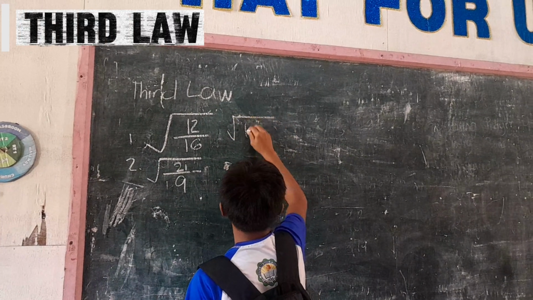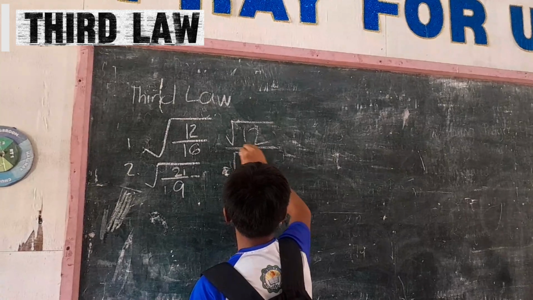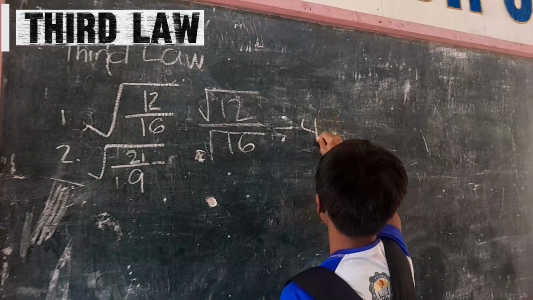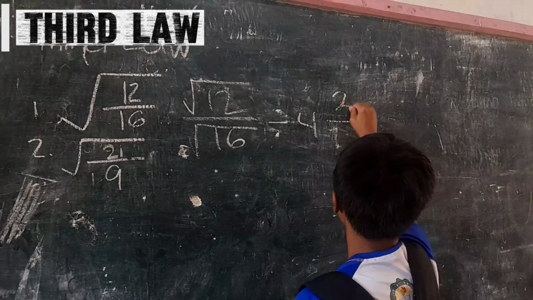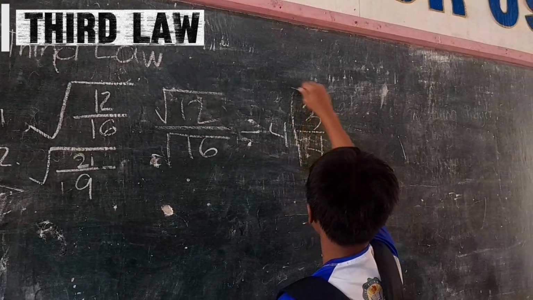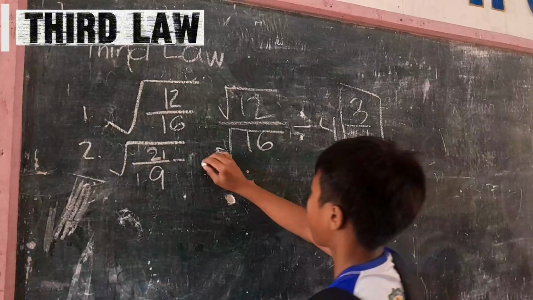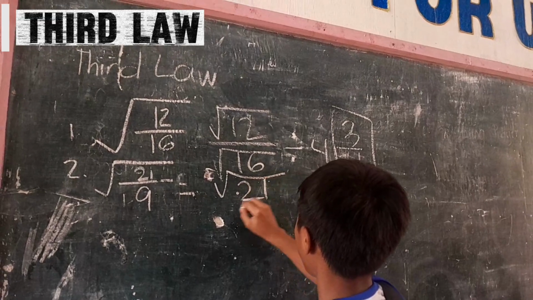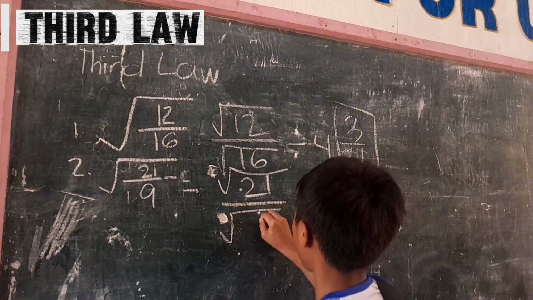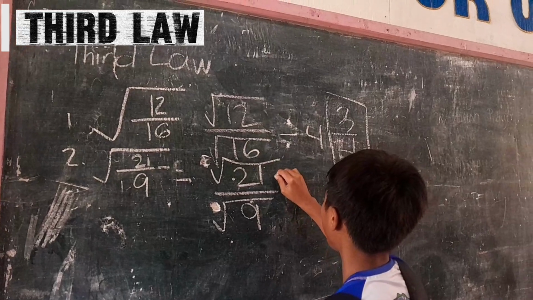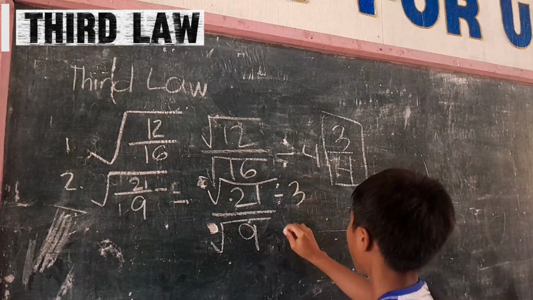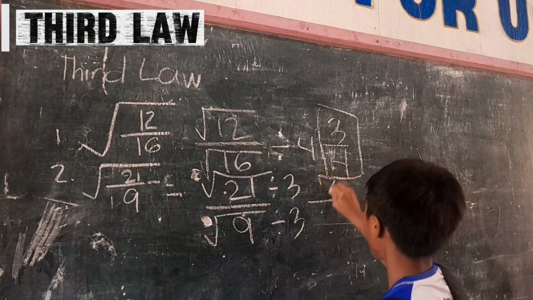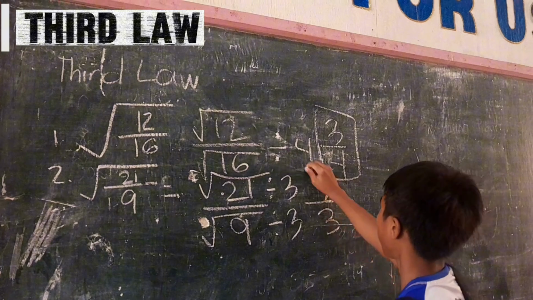First step is to separate them. Separate the square root of 12 and the square root of 16 and find a number that can divide them, which is 4. So 12 divided by 4 is equal to 3 and 16 divided by 4 is 4. So again, separate the square root of 21 and the square root of 9 and find a number that can divide them, which is 3. So 21 divided by 3 is equal to 7. And 9 divided by 3 is 3.